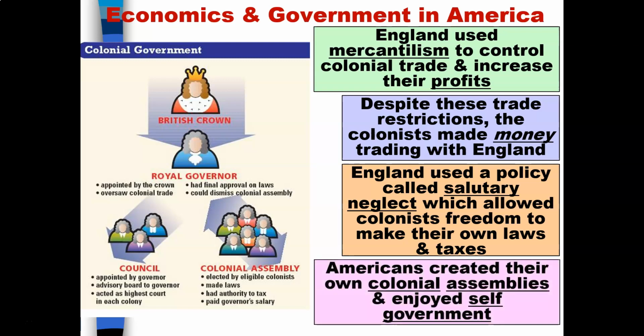And then you also had colonial assembly, which were elected by eligible colonists, made laws, had authority to tax, and paid the governor's salary. So this was the colonial government. Americans created their own colonial assemblies and also enjoyed self-government.